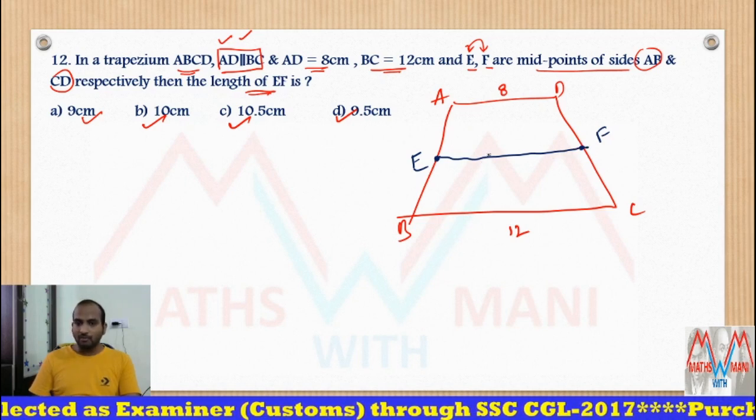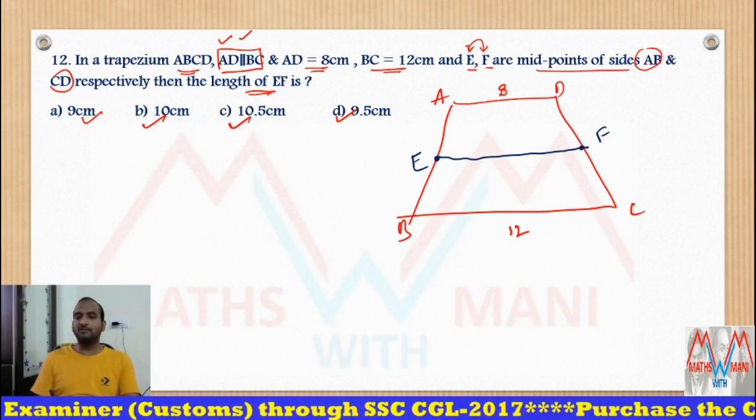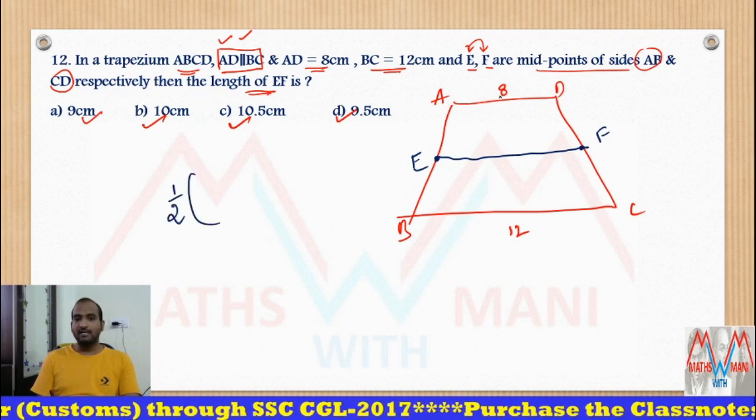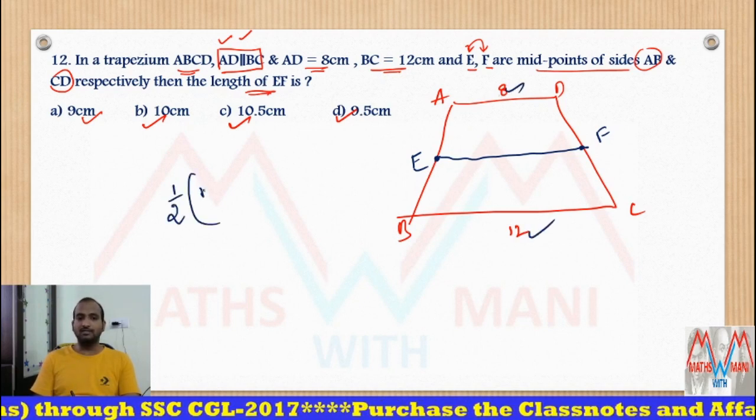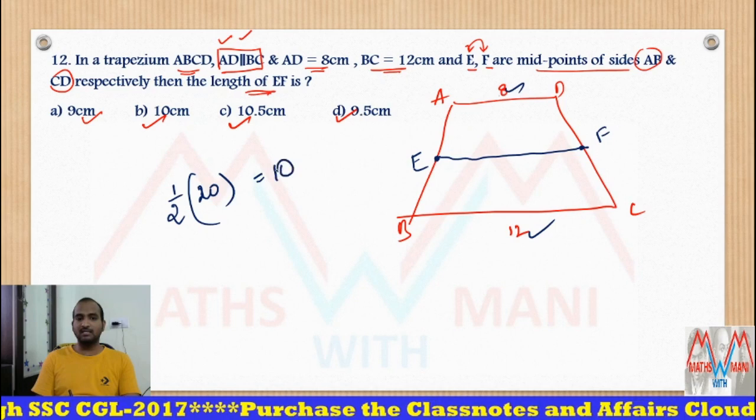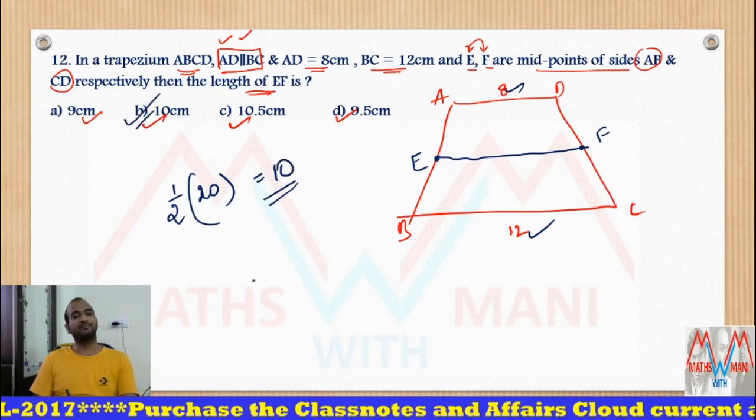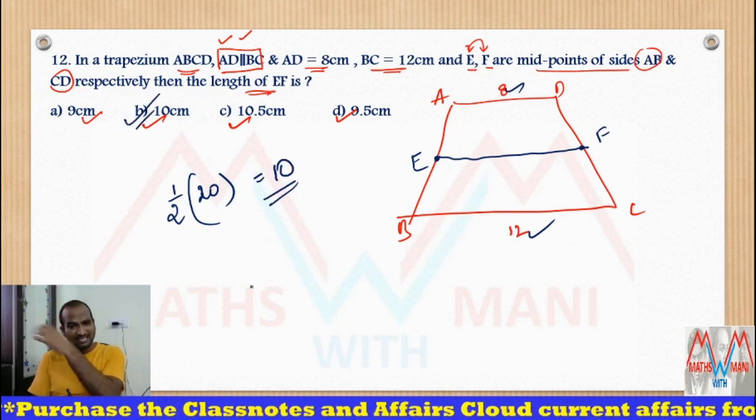EF, direct formula: the sum of the parallel sides, 8 plus 12, that is 20. 20 by 2 means 10. So what is the option? Second option. Clear? It is a general thing.